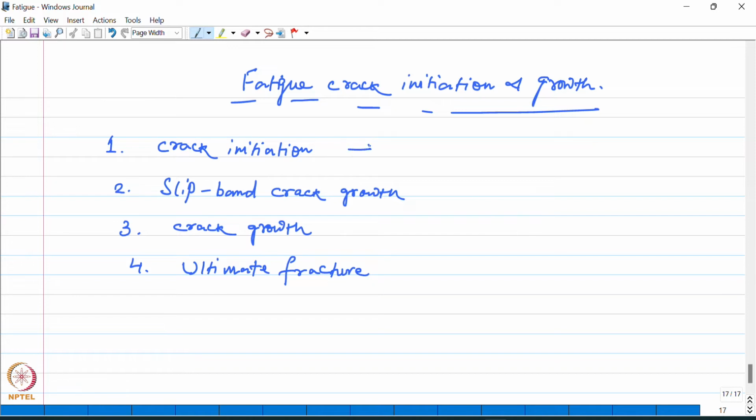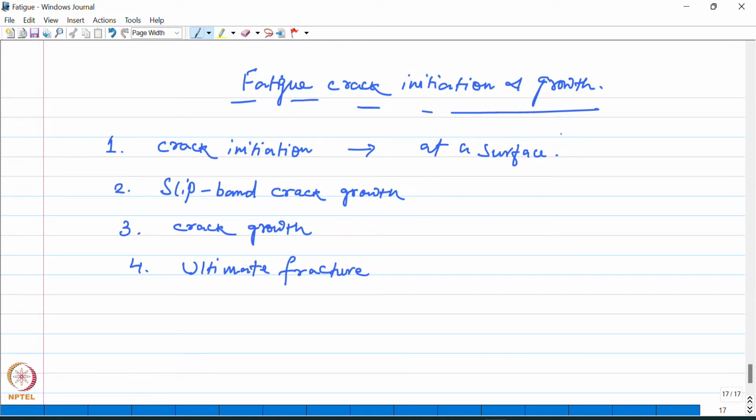As far as crack initiation is concerned, it is generally found that fatigue cracks initiate at a surface. And when it is initiated in the interior, generally it will be forming at an interface such as the interface between the parent material and a second phase. Okay, so that's the typical characteristics of a fatigue crack.